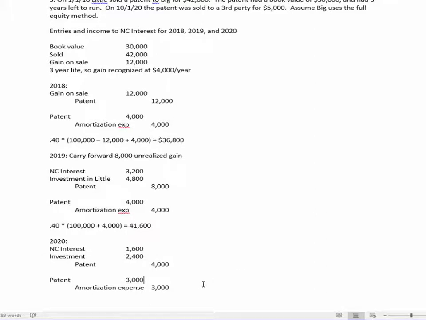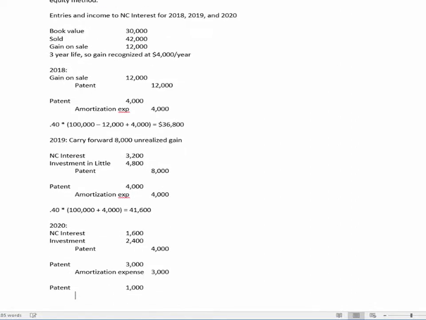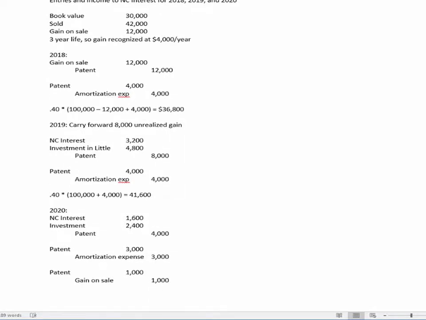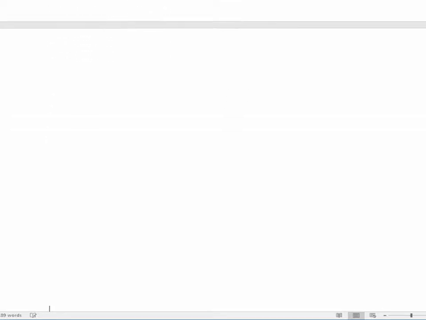Another way of thinking of it is to say, look, at the beginning of the year, there was a $4,000 unrealized gain we were carrying forward. We realized $3,000 of it by adjusting amortization expense. The last $1,000 of that gain is going to be recognized as an adjustment to the gain on sale of patent. And just to confirm this, let me get a fresh page here. Think of the reported gain versus the true gain.